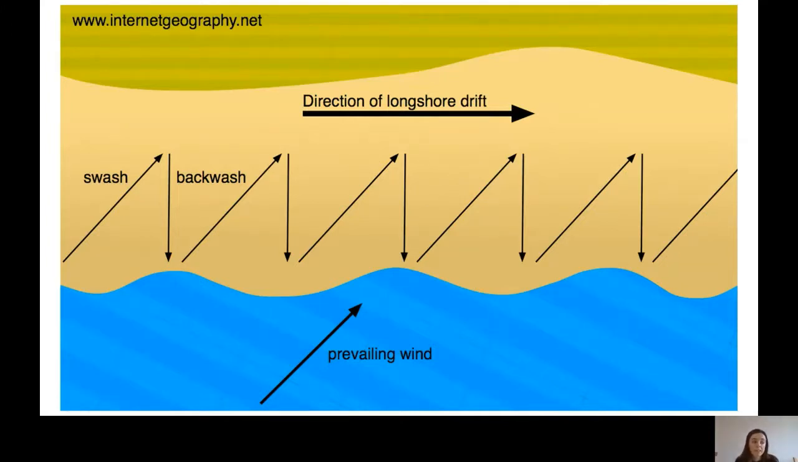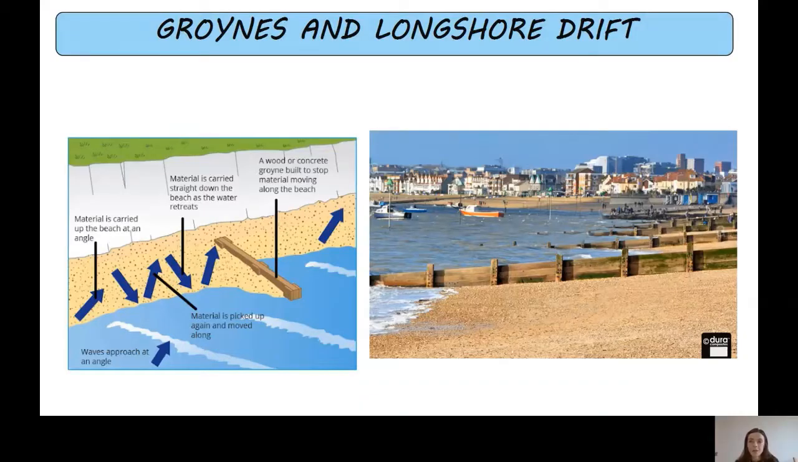This process repeats itself along the coast in a zigzag movement. So here now, the sediment would go to the right direction because of the direction of the prevailing wind. Now, here we have a popular method to protect our beaches and to stop erosion and cliff retreat, which is groins. And here we have a picture of wooden groins.